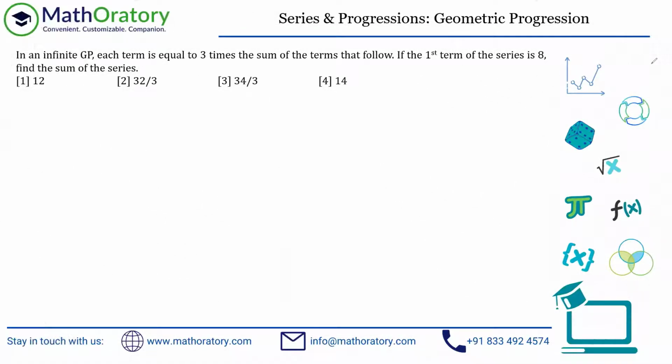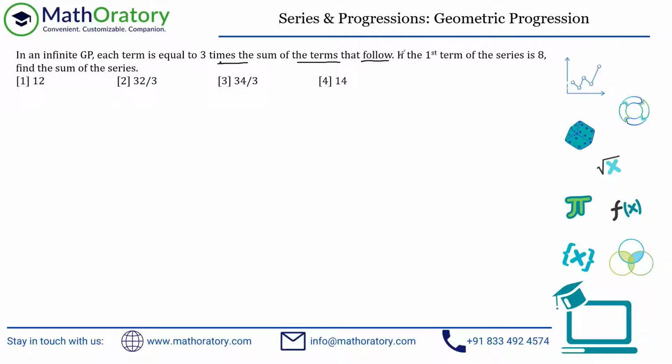All right, we have a question on progression. It says the infinite GP each term is equal to 3 times the sum of terms that follow. So every term is equal to 3 times the sum of the terms that follow. Indirectly, it is telling us that the common ratio has to be less than one, a fractional one. Because if the common ratio were greater than one, this could never be possible, right? The question directly doesn't tell us that, but okay.